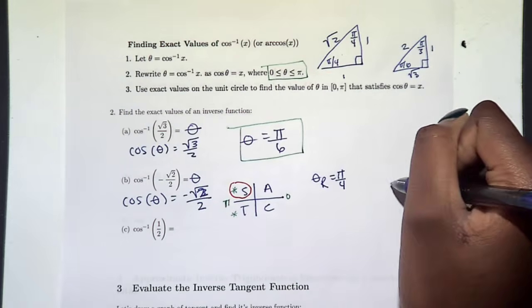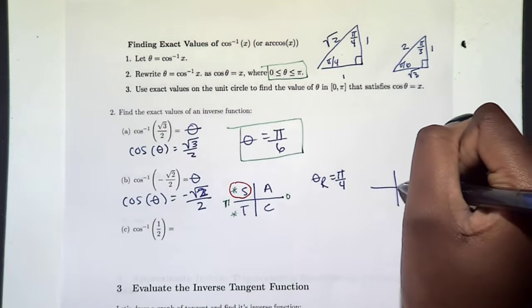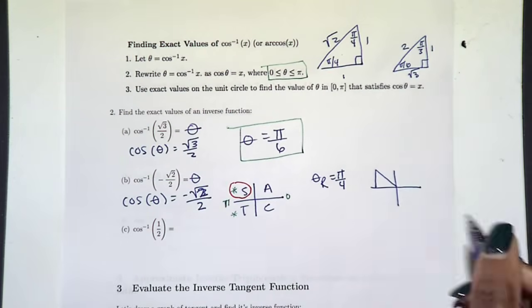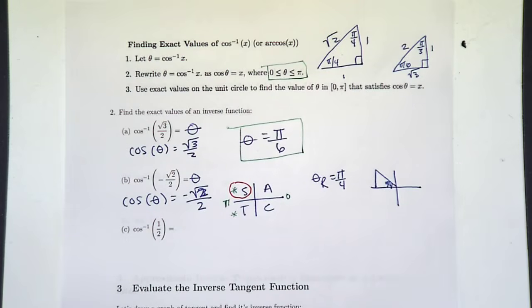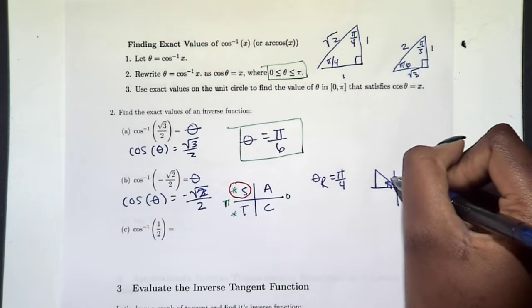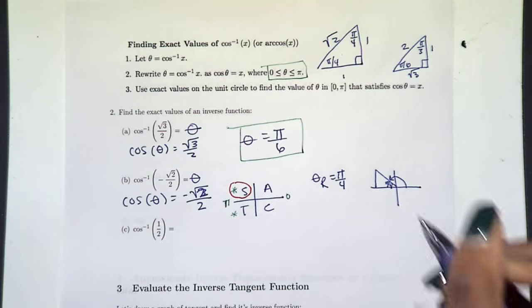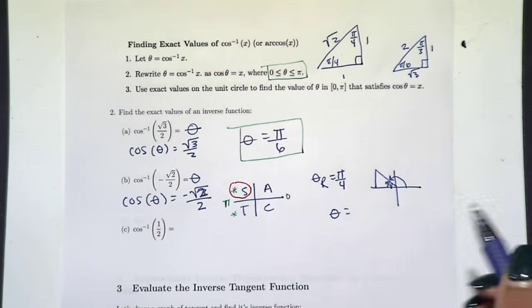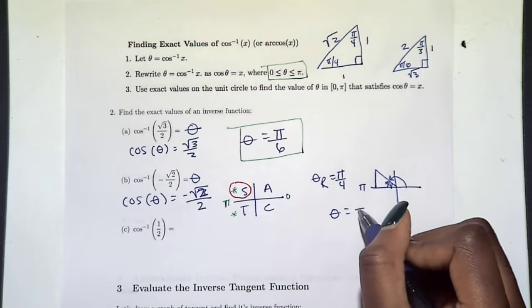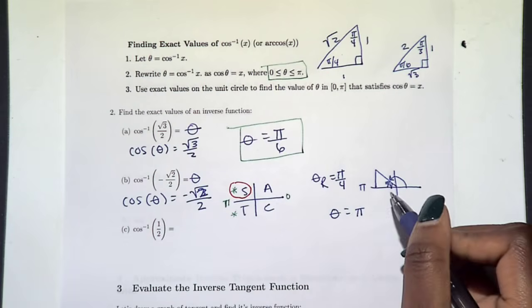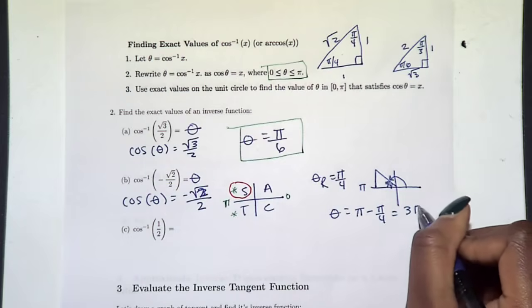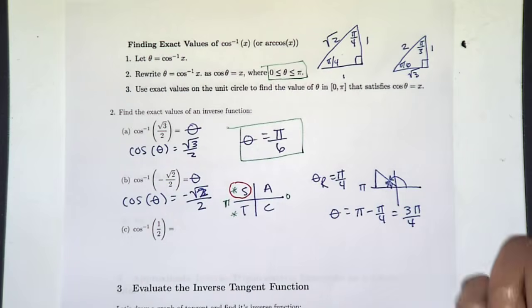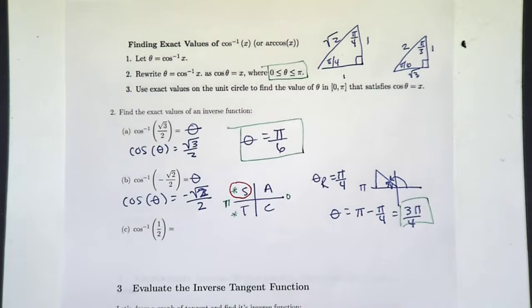All right, so if we draw a pi over 4 in quadrant 2, we can figure out what this angle is, right? We can just take this pi, subtract the pi over 4, and 3 pi over 4 is the angle that we were looking for.